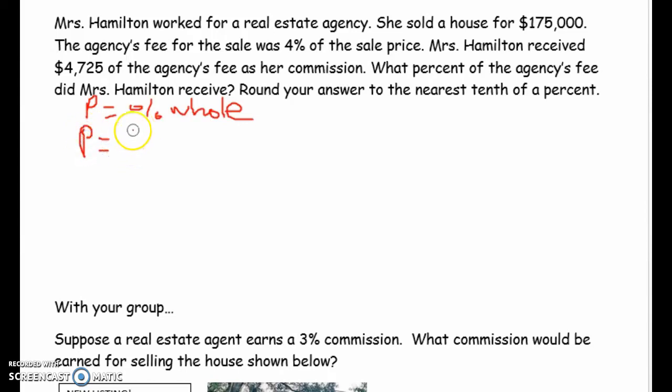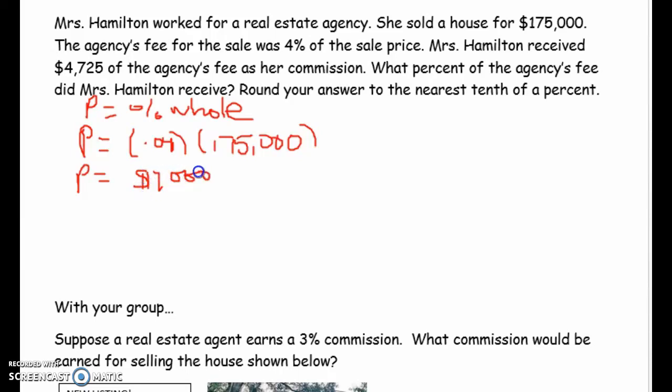The percent is 4%, so in parentheses, that's 0.04. The whole is 175,000. Oops, that's a 7. Write it down, and then please use your calculator to figure out what 4% of 175,000 is. Okay, I'm going to do it too, and it's 0.04 times 175,000. It looks like the agency makes 7,000 of that. Okay, so that's the fee they get just for listing the house.